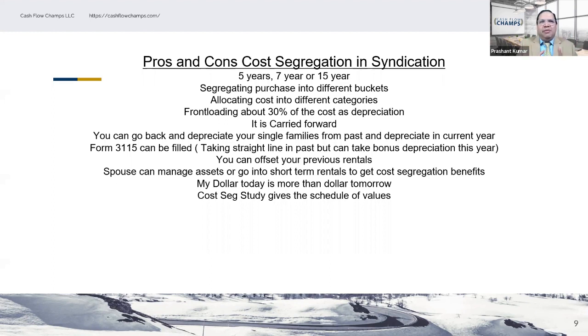So the fundamental benefit of cost segregation is that you are getting the benefit right now. You are not avoiding the taxes, you are just delaying them. So your dollar today is worth more than a dollar tomorrow. Wouldn't it be prudent for you to get that benefit today and use that money to do other cash flow activities in your business?